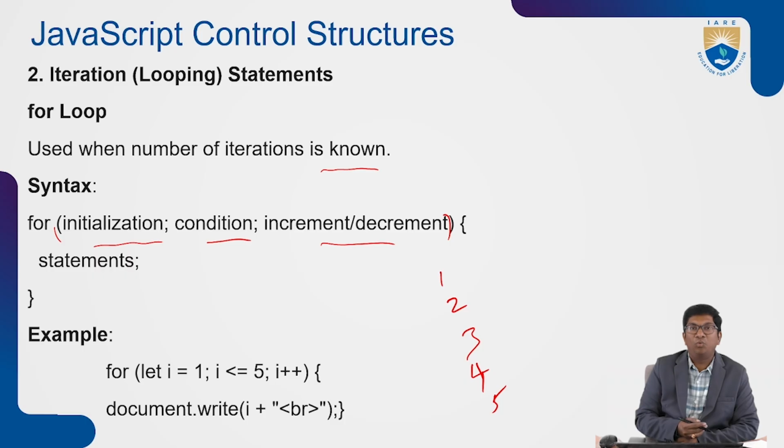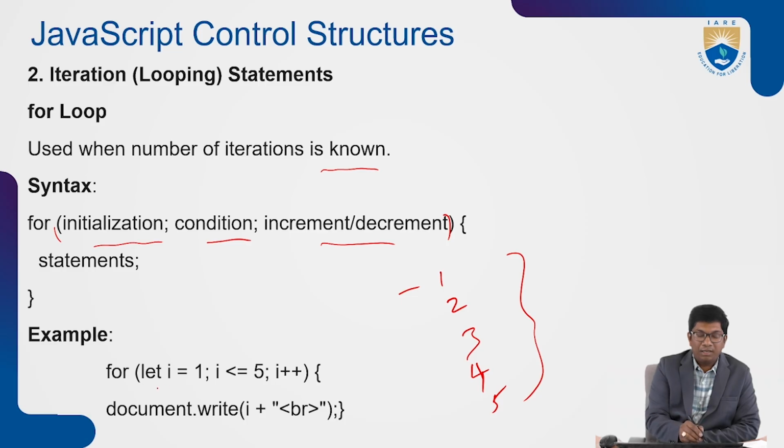What is the initial value? 1. So the initial value is 1, and you have to repeat the loop 5 times. Then you can use a for loop. So let i = 1. We are declaring the variable, the initial value is 1, and to say how many times you have to repeat, the condition is i less than or equal to 5.